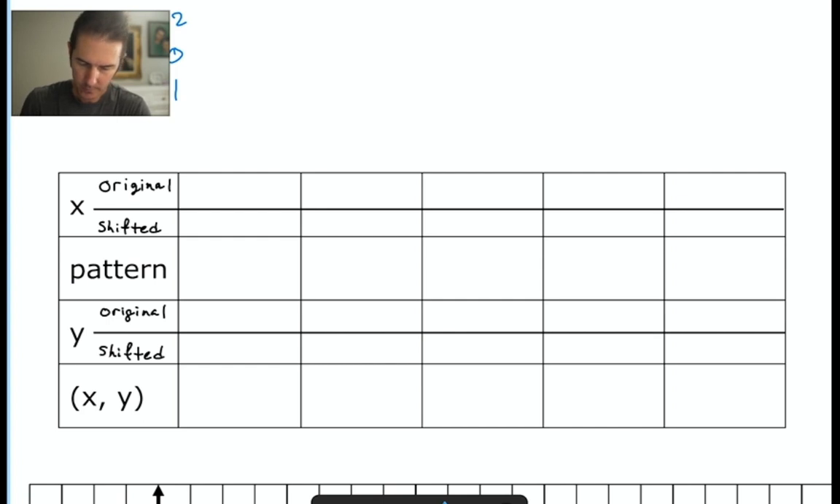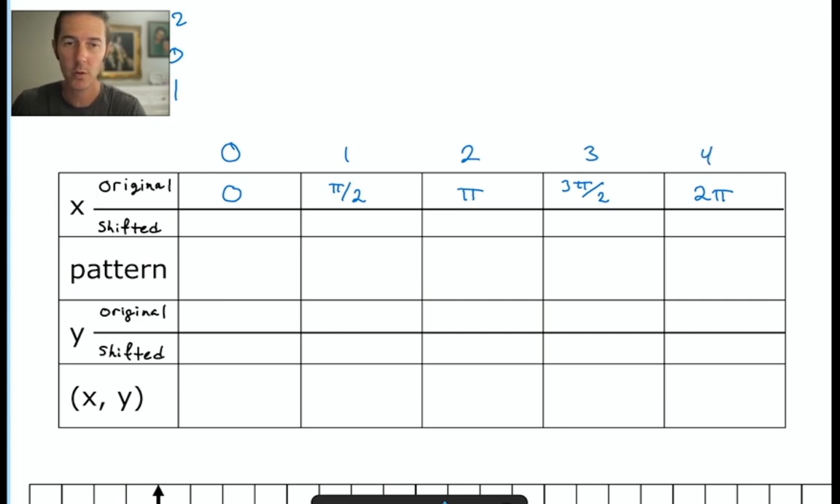The left end of it is at 0. The right-hand end of it is at 2 pi. The middle is at pi. Halfway to pi is pi over 2. Halfway between pi and 2 pi is 3 pi over 2. Those are the original x-coordinates of what I call the quarter points. 0 quarters of the way through the period, 1 quarter of the way through the period, 2 quarters, 3 quarters, and 4 quarters makes a whole, right? 4 quarters of the way through the period.